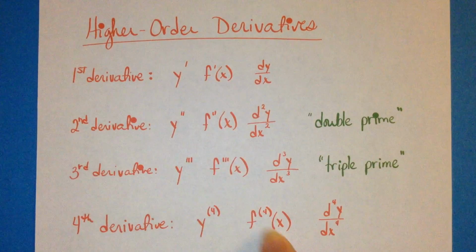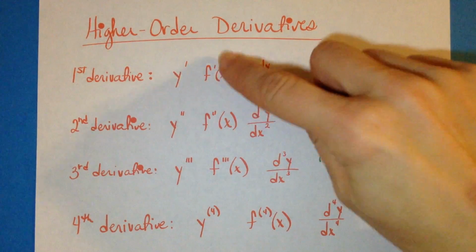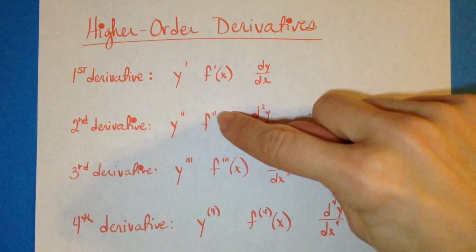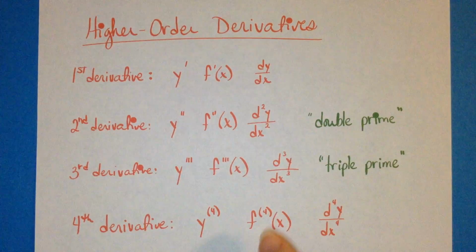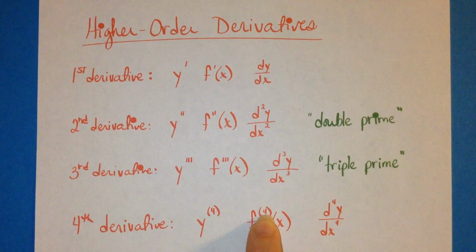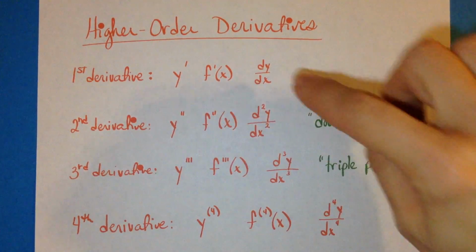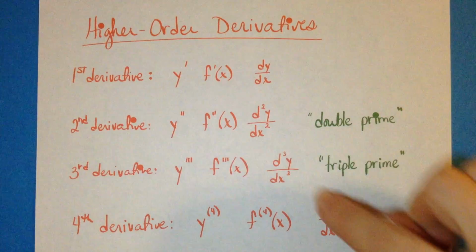Now this is going to be your function notation, again, that you're used to seeing. So first derivative, second derivative, third derivative. Again, once you get past that, you would just start using the actual number, but again, keeping it in parentheses. This is using the dy dx notation.